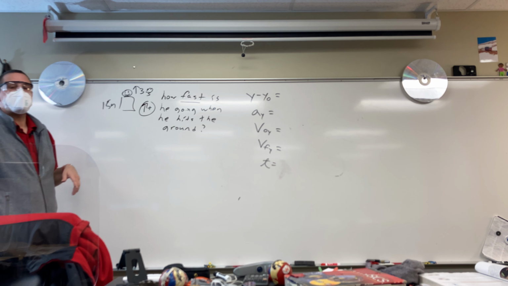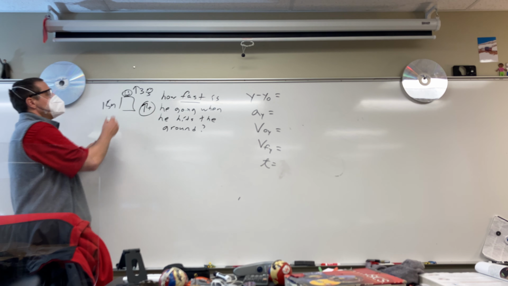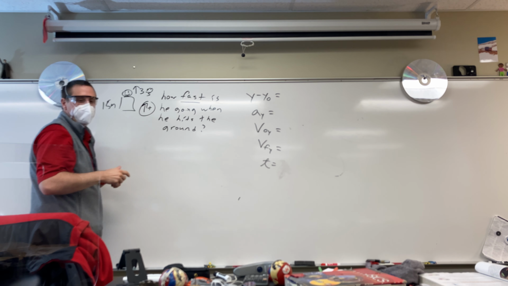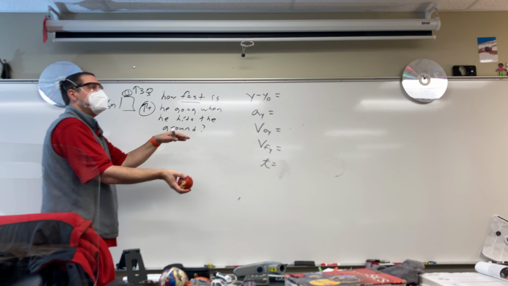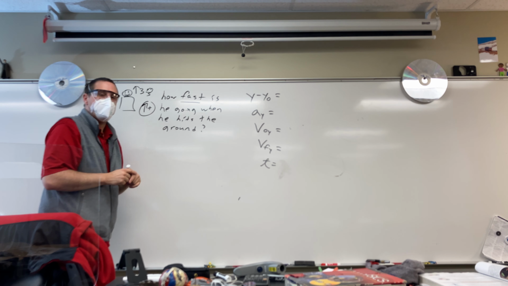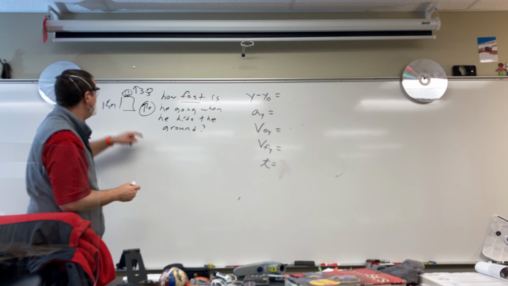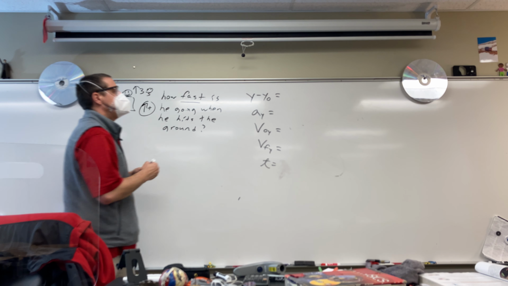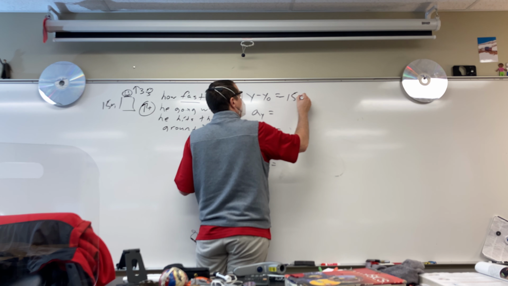Let's start there with displacement. Do we know the displacement? Yeah, because what's he going to do? He's going to go up and then come back down. So imagine the cliff's here. He's going to go up, and then he's going to keep on going down. How much is he going to go down? He's going to go down overall 15 meters. So negative 15 meters.